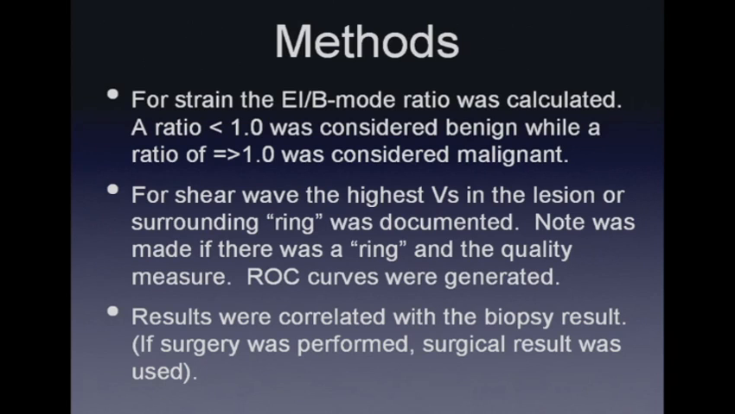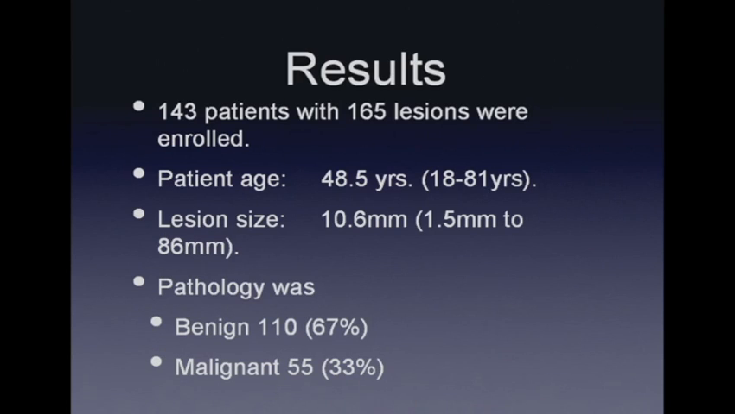For strain imaging, the EI to B mode ratio was calculated. A ratio of less than 1 was considered benign, while a ratio of equal to or greater than 1 was considered malignant. For shear waves, the highest VS in the lesion or in the surrounding ring was documented, and note was made if there was a ring and of the quality measure. ROC curves were generated. The results were correlated with the biopsy result, and if surgery was performed, the surgical results were used as the final pathology.